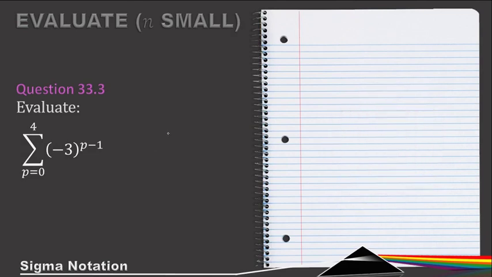Then for question 33.3, evaluate the sum of negative 3 to the power of p minus 1, where p is equal to 0 up until 4. So we've got negative 3 to the power of 0 minus 1, plus negative 3 to the power of 1 minus 1, plus negative 3 to the power of 2 minus 1, plus negative 3 to the power of 3 minus 1, plus negative 3 to the power of 4 minus 1.